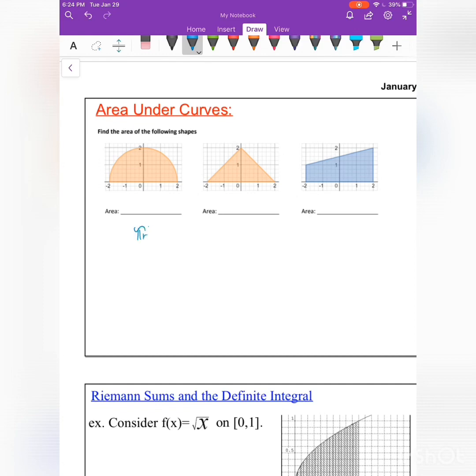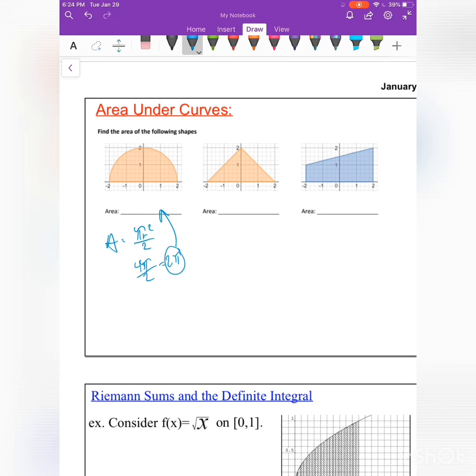Pi r squared is the area of a circle. Well, it's a half a circle, so make sure you divide that by 2. The radius is 2 here, so you're going to have basically 4 pi over 2, which is 2 pi. There's your area for this one.